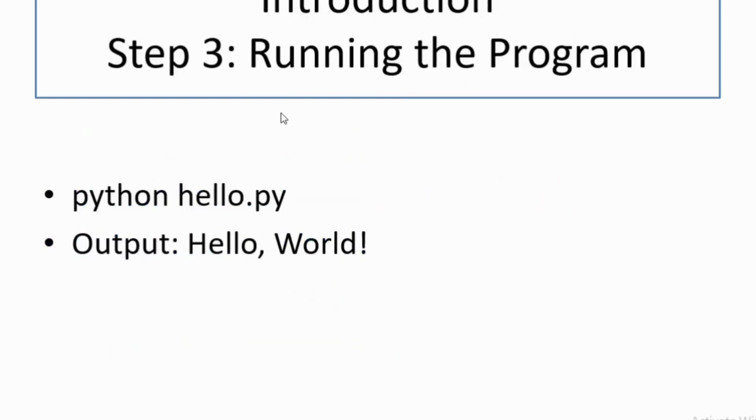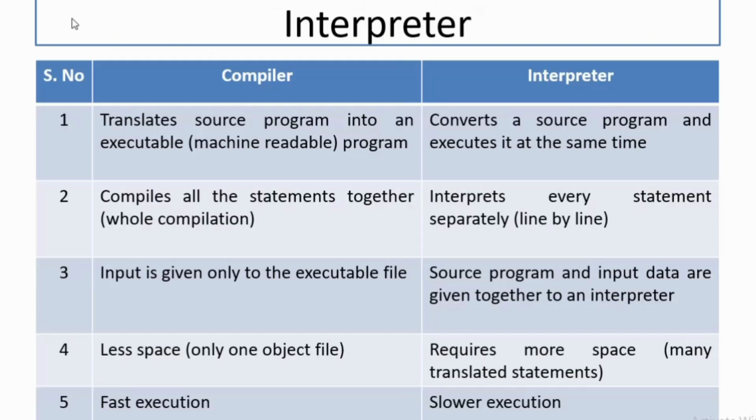Next, step 3. While running the program in an interpreter based language like Python, you can run the program directly from the command line: python hello.py. Then you will get the output hello world. Because you are already given the statement print hello world, when you execute the program, you will get a hello world output.